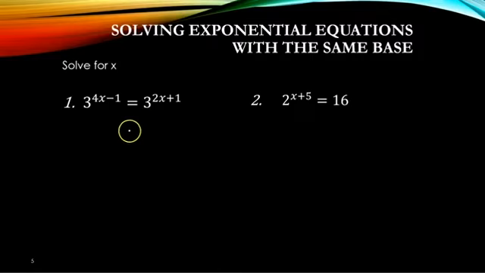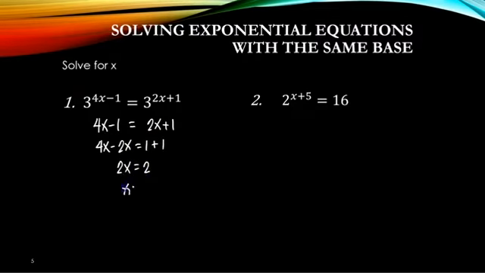So since both of them are of the same base, I can drop the base and deal with the exponents. So 4x minus 1 is equal to 2x plus 1, and then solve for x. This is 4x minus 2x is equal to 1 plus 1, or 2x is equal to 2. Your x is equal to 1. And since for exponential functions, the domain is any real number, I can say that my solution set is 1. So long as your operation is correct, you don't even need to check.